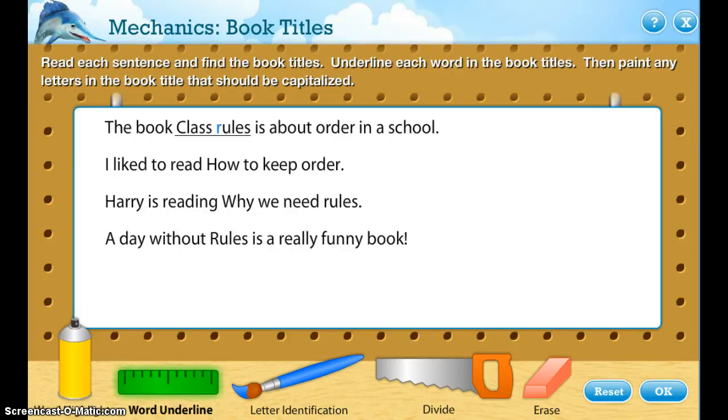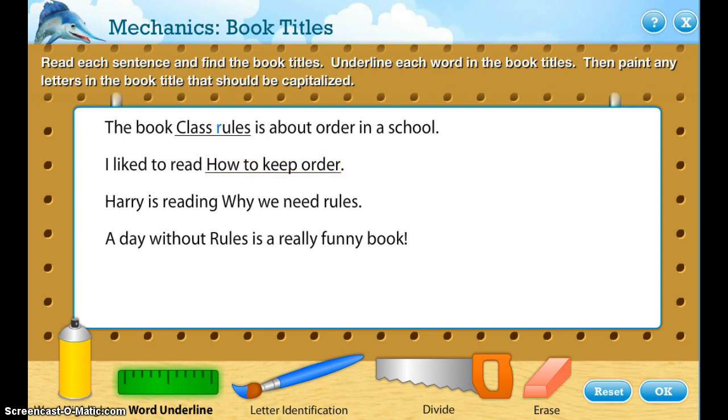Let's look at the second one. I like to read How to Keep Order. Reread it to yourself, and I want you to think about what is the name of the book and what do we need to do to the title to make it correct. Alright, well hopefully you identified that the name of the book is How to Keep Order.